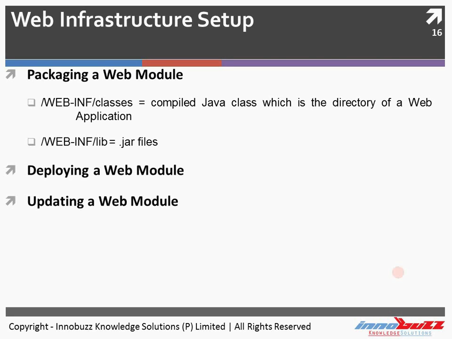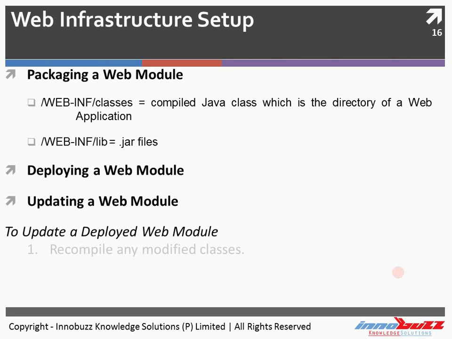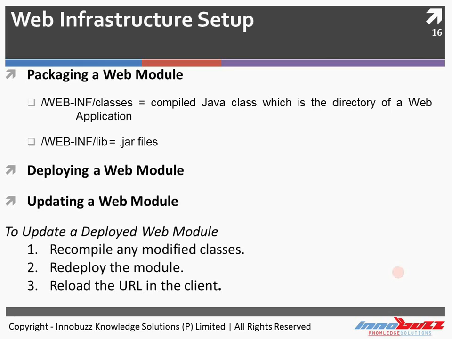Next is updating a web module. A typical iterative development cycle involves deploying a web module and then making changes to the application components. You can make changes when it is deployed. Then to update a deployed web module, if you make any changes, it involves the following steps: recompile any modified classes, redeploy the module, and reload the URL in the client. That is, in the browser, you need to refresh the page or reload the URL to see the reflection of your changes.